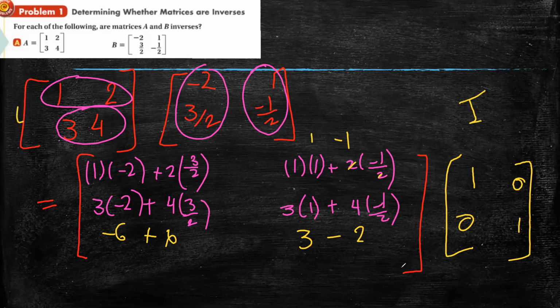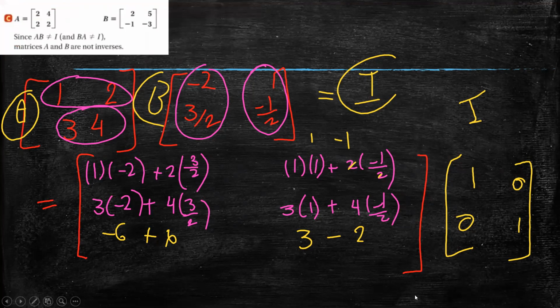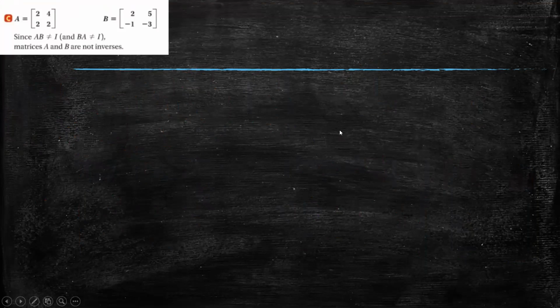So if you multiply A times matrix B and you get an identity matrix, I will say that A and B are inverse matrices. What do you mean by identity matrix, that we have 1, 0, 0, 1? Yes, like that. And also B times A, you will get an identity matrix. Now let's solve C. Let's see if A and B are inverses or not.